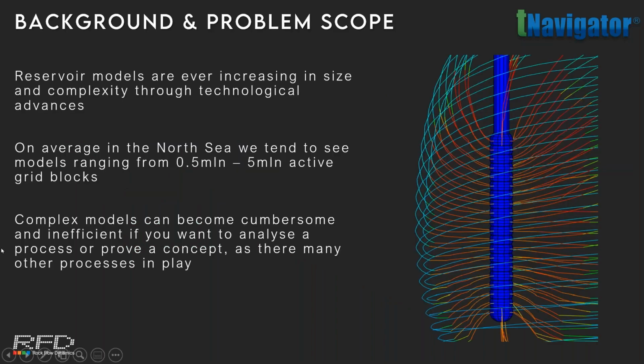Due to high performance reservoir simulators that utilize modern hardware, reservoir models are increasing in size and complexity. On average, we see in the North Sea anyway, models ranging from 500,000 to about 5 million active grid blocks, either side of this range as well. In fact, we've been able to run models over 1 billion active grid cells as well. So this is just an average range, but this range is also getting larger and larger through time.